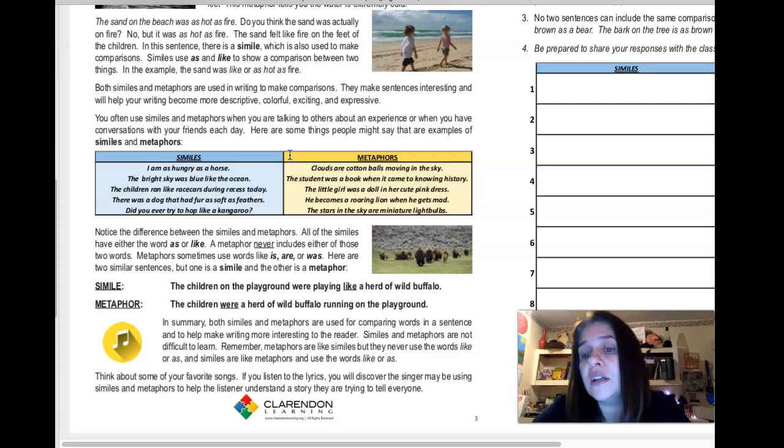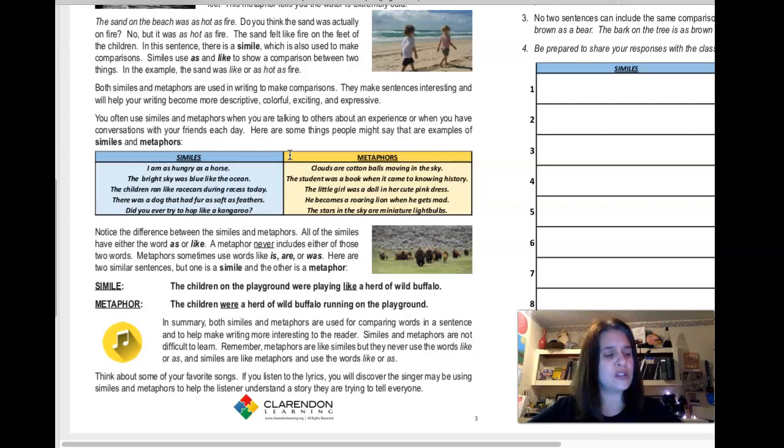And spoiler alert, you're going to be creating some similes and metaphors of your own this week. So notice the difference between the similes and metaphors. All of the similes have either the word as or like. A metaphor never, ever includes either of those words. Metaphors sometimes use words like is, are, or was.